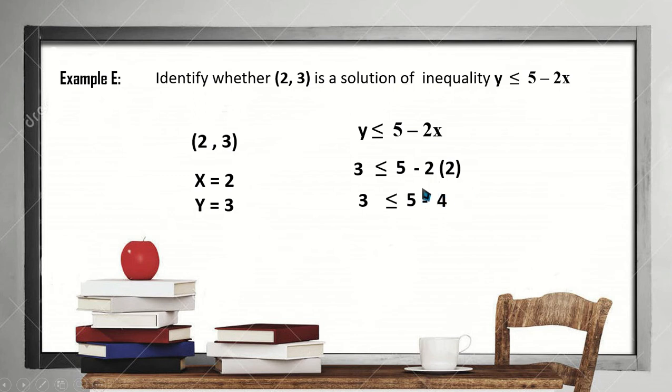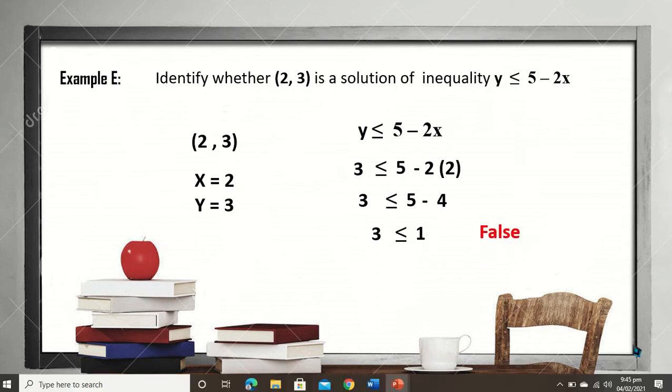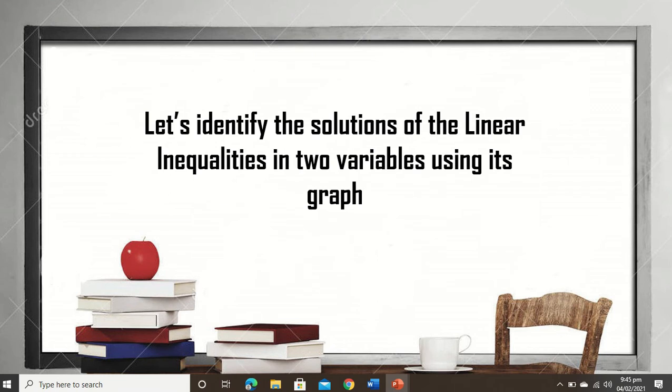Then, simplify natin to. So, we have 3 is less than or equal to 1. So, kung titingnan natin, 3 is less than to 1. This is false. Meaning, 2 and 3 is not a solution of y is less than or equal to 5 minus 2x. Now let's identify the solutions of linear inequalities in two variables using its graph.